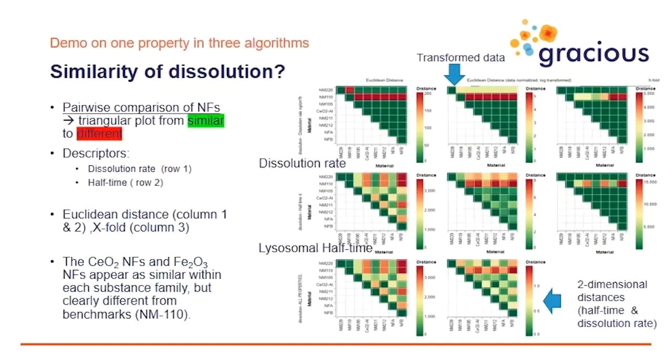As already mentioned, there are many ways to calculate similarity between scalar descriptors, and here we show Euclidean distance on the first column, again Euclidean distance on the second column, but using transformed data, and finally x-fold on the third column. The first row of matrices shows the pairwise similarity matrix for dissolution rate.